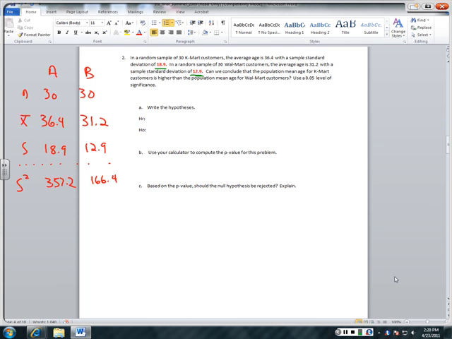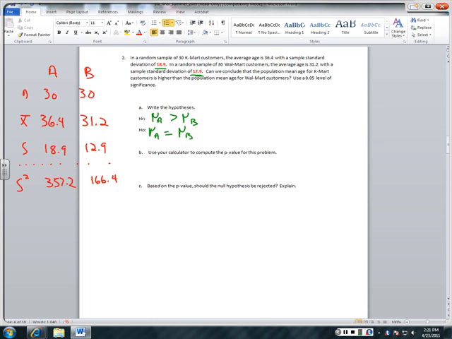You might note that those are pretty far apart from one another. Okay, so anyway, we want to know if we can conclude that the population mean is higher for Kmart customers, for Group A, than for Group B. And, of course, H0 will be that the two population means are the same. And it says to use your calculator to get the p-value. So I'm going to do that.